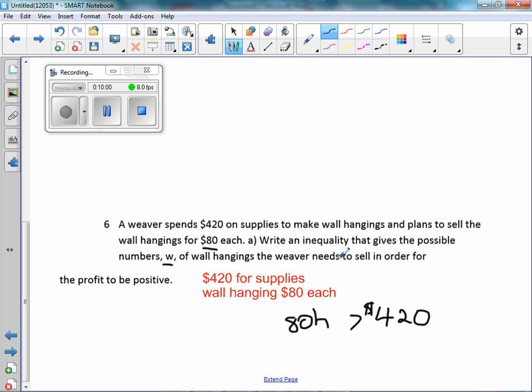The question is, write an inequality that gives a possible number of wall hangings. This is the inequality that gives the possible number of wall hangings. So this is the inequality: 80 times the number of wall hangings has to be greater than 420. Okay, so in order to solve that, we're going to divide both sides by 80 to get it by itself.